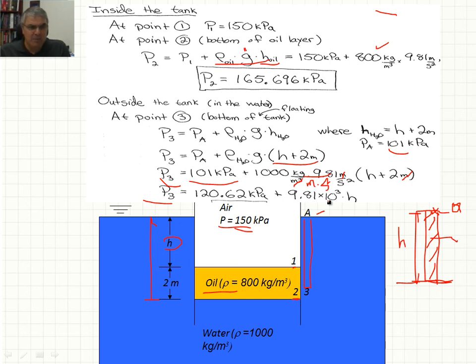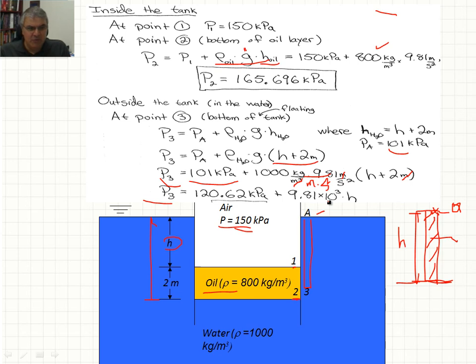Is P2 greater than P3? Is it smaller than P3? Is it equal to P3? And I don't have much really further discussion about this particular problem, except telling you that P sub 2 is equal to P sub 3.